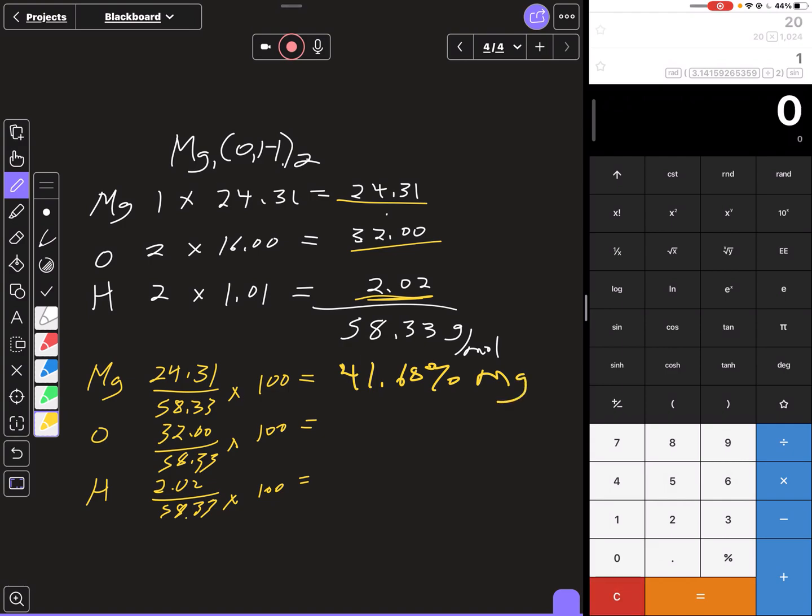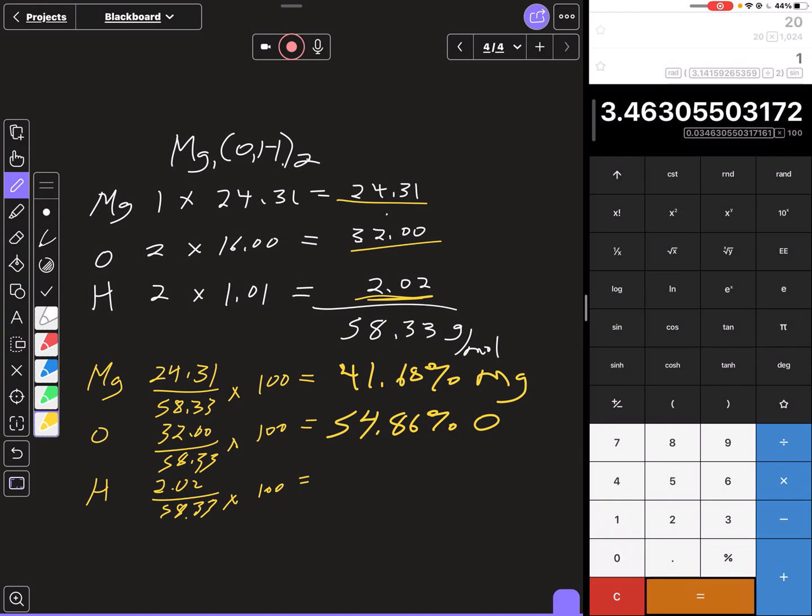For oxygen, it would be 32.00 divided by the molar mass, which is 58.33, times 100. That gives me 54.86% oxygen. And last, hydrogen would be 2.02 divided by 58.33, and then multiply it by 100 to get a percent, and I get 3.46%.